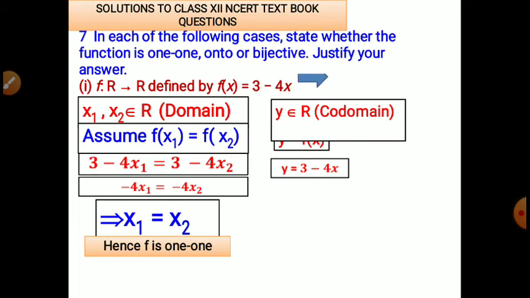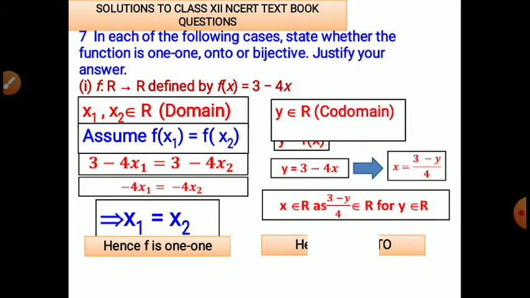And how to find out whether it is onto? Yes, it is onto. Why? Because if you take any real number in place of y, most of the students will get confused about whether it is onto or not, and how to decide.